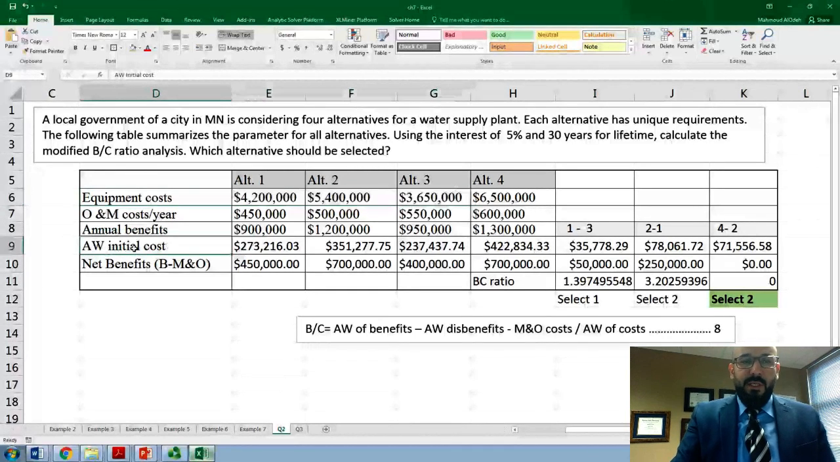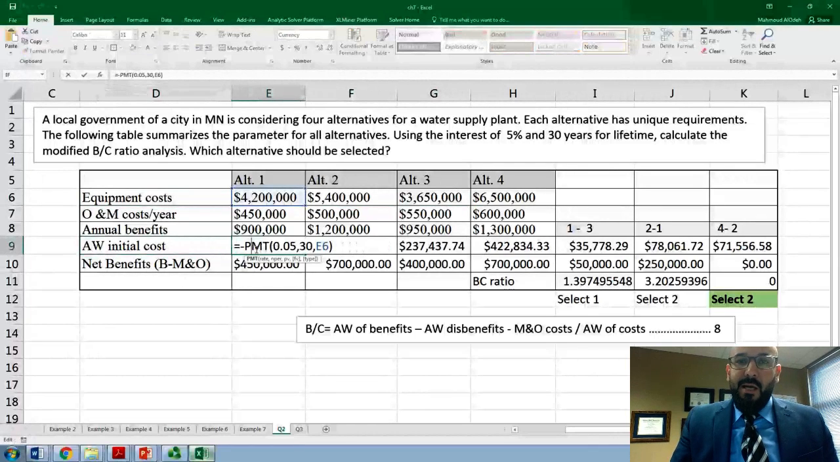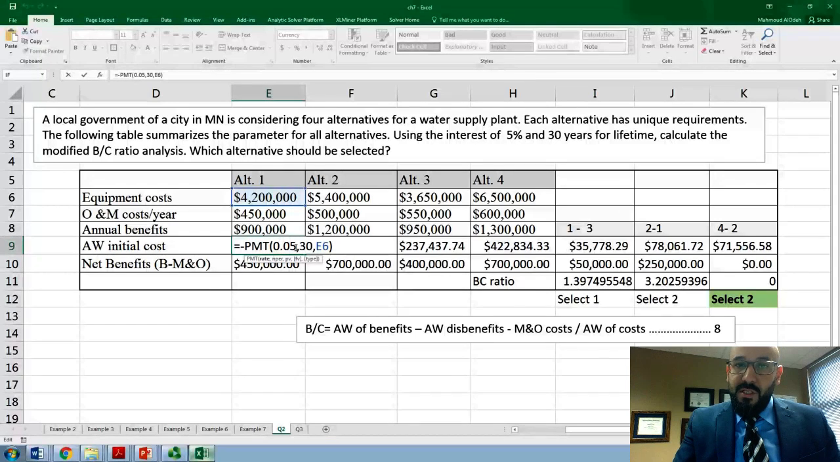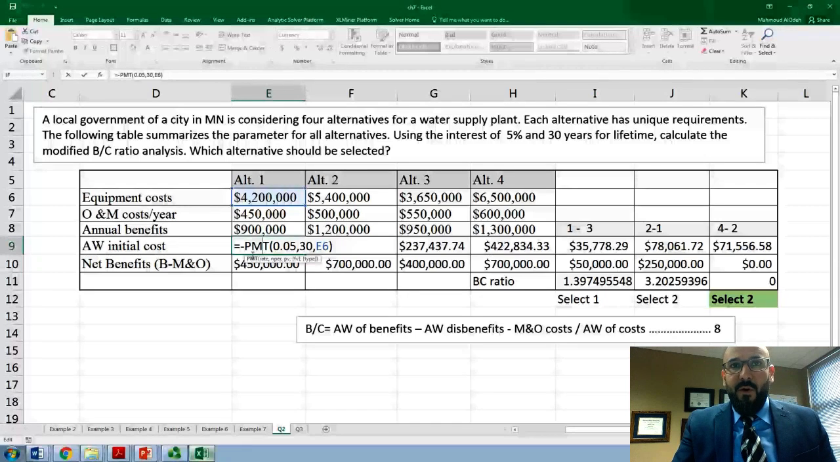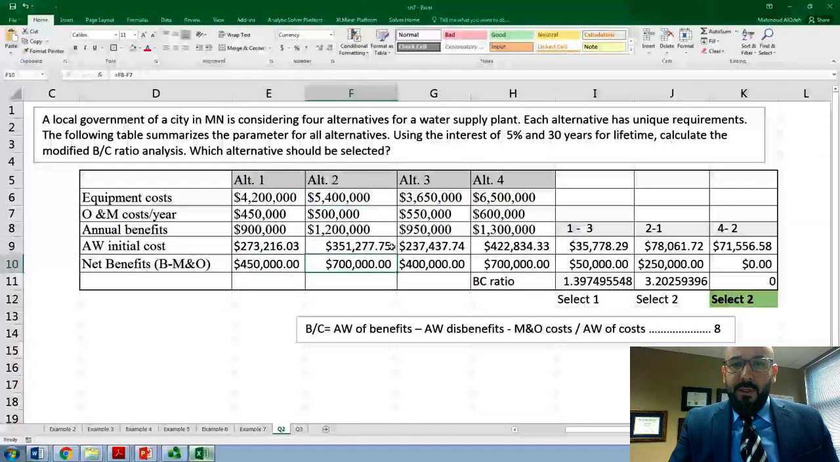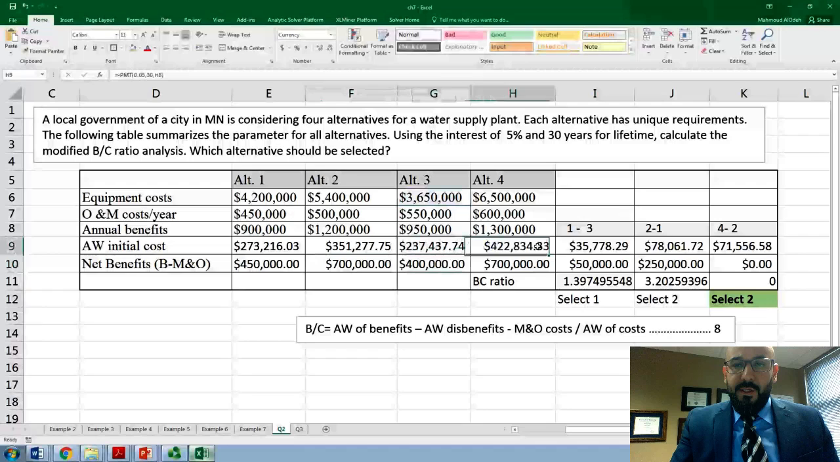And in this column right here, we calculate the annual format for the present worth of equipment cost. I used the PMT function here. So I added the PMT function with 0.05, which is the interest rate, 30 years, and the initial cost. And make sure to reverse the sign of this function, because in the BC ratio we have to have all positive numbers in the equation. And I did the same thing for alternative 2, alternative 3, and alternative 4.